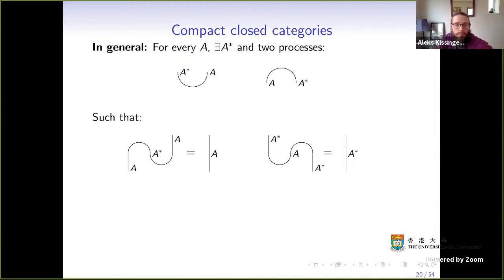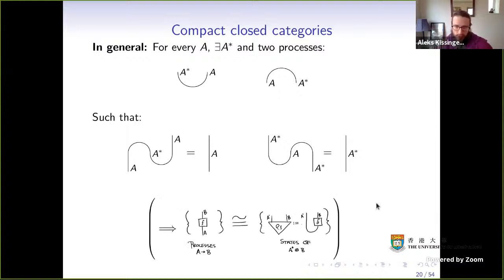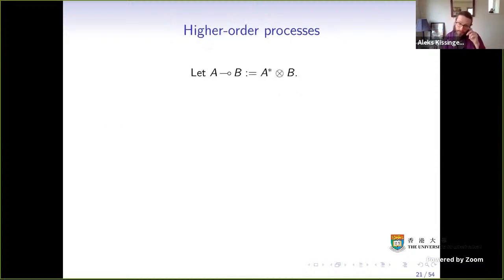Okay, so the way you define these things is for every system type, we say that there's a dual system and 2 processes, one which corresponds to a maximally entangled state, and one that is its sort of dual that satisfy these yanking laws. Okay, and what these yanking laws are really just doing for you is capturing the fact that this is indeed an isomorphism. Okay, so these are quite handy for working with higher order structure.